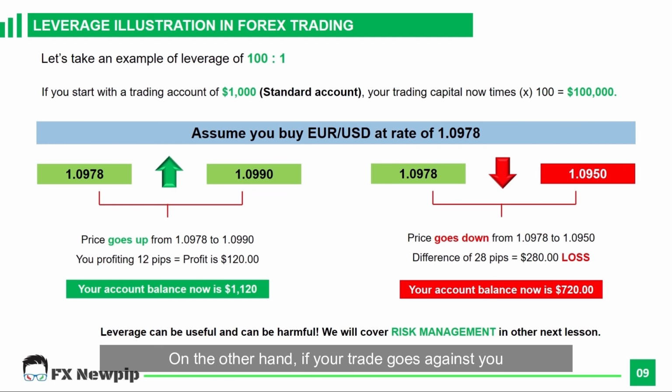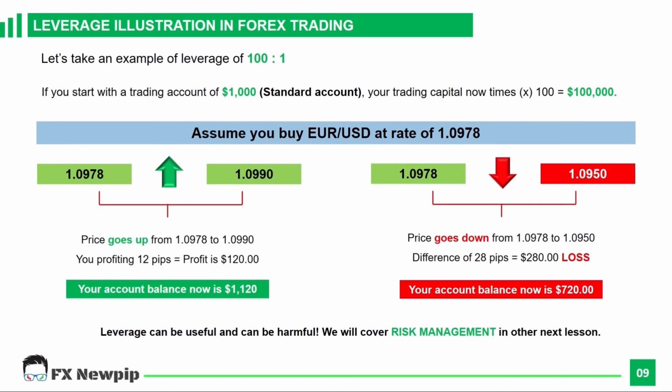On the other hand, if your trade goes against you and the price goes down from 1.0978 to 1.0950, or equivalent to 28 pips loss, which translates to $280 loss, your account balance now is $720. Therefore, lot size and leverage is very important before you start trading.